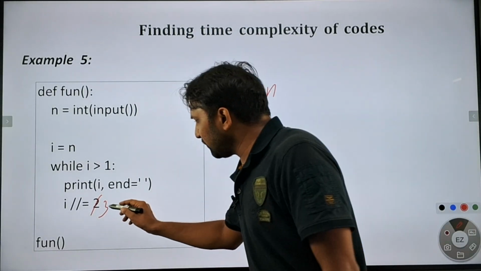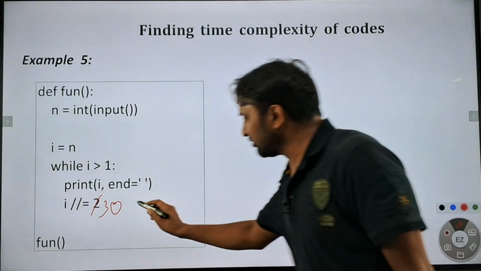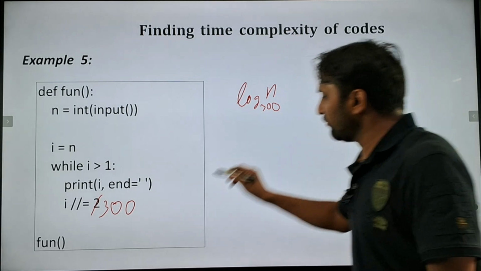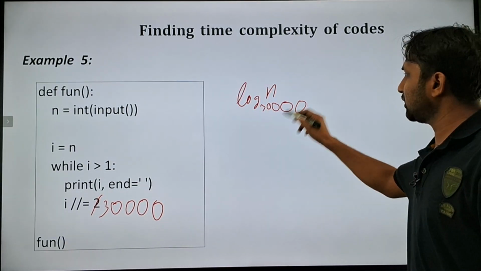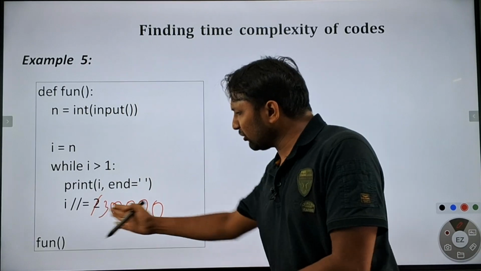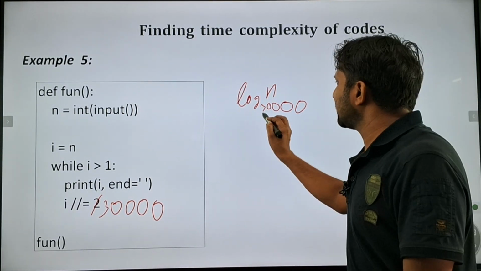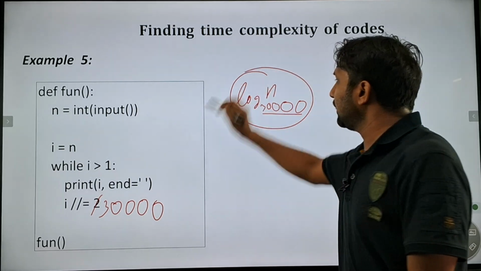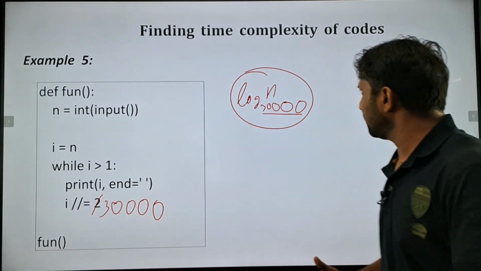What about if I divide with 30? Then it's okay. Base 30. Divide with 300. Base 300. Divide with 3000. Base 3000. Divide with 30,000. Base 30,000. So with what number you are dividing or with what number you are multiplying, that will decide the base of this log n. Log n will be the time complexity. That is sure. Okay. Fine.